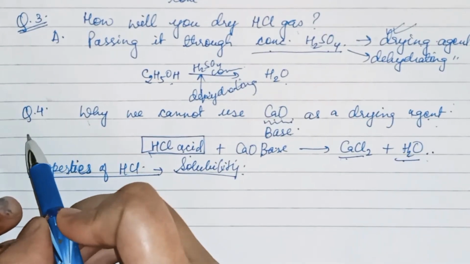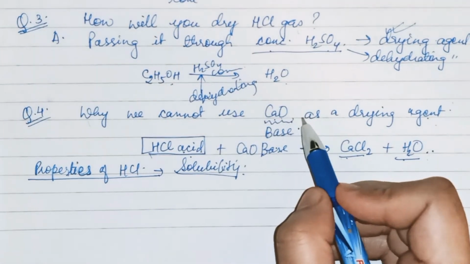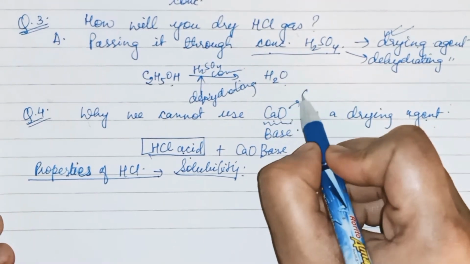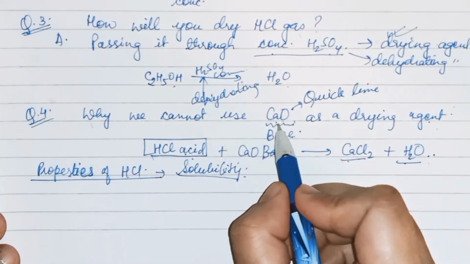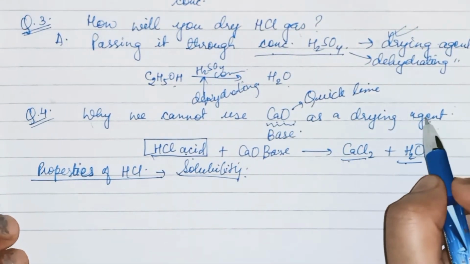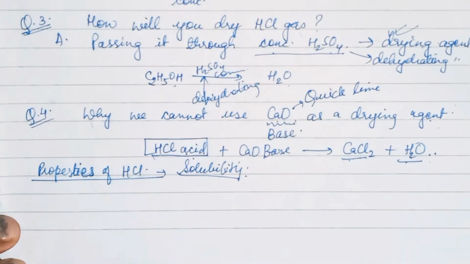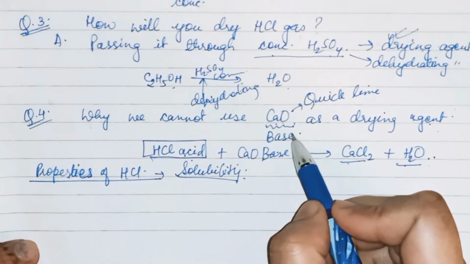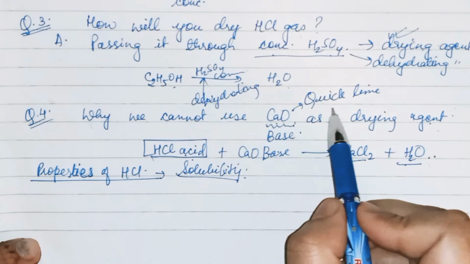Now next question is here. Why can we not use calcium oxide or quicklime? CaO is also known as quicklime. Why can we not use quicklime as a drying agent? Okay, CaO is a very good drying agent, but we are not using this. We will use concentrated H2SO4 as a drying agent. But why are we not using CaO or quicklime?